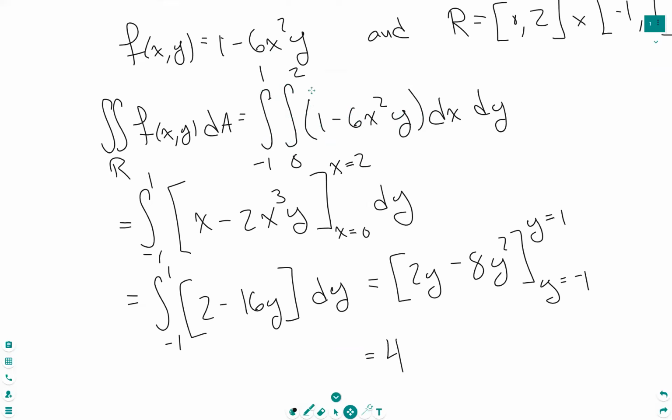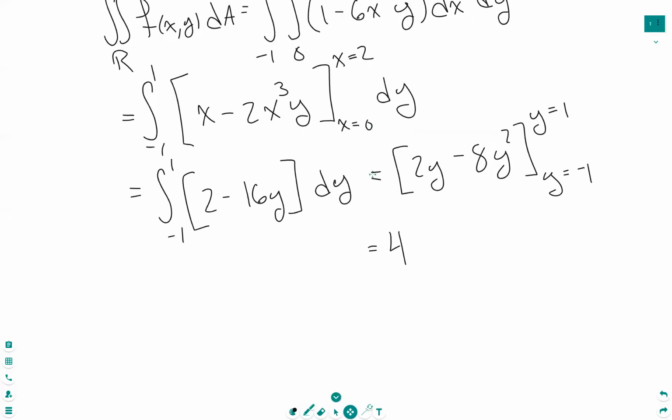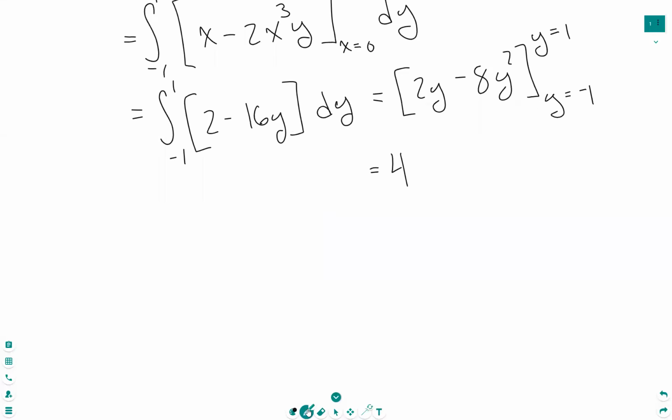So I did my x integral first, where y is considered a constant. I plugged in my bounds. Once I did my integral, I now just have a function of one variable left to do with a dy. I go ahead and do that integral, and then I plug in my bounds. Okay. So now for general regions.